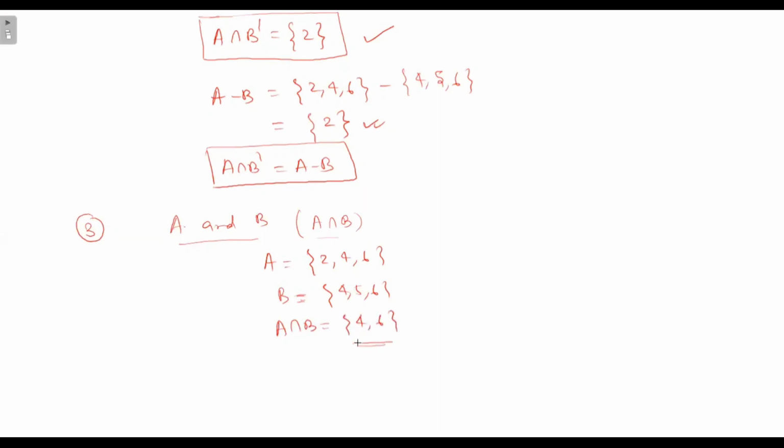So if 4 comes, we'll say that both events have happened. If 6 comes, also we'll say that both the events have happened. And how do you represent it in the Venn diagram is, you will write it like this, A and B, and then you will have 4 and 6 over here, right? And then 2 over here, and then 5 over here. And this is what is your common one, A and B.